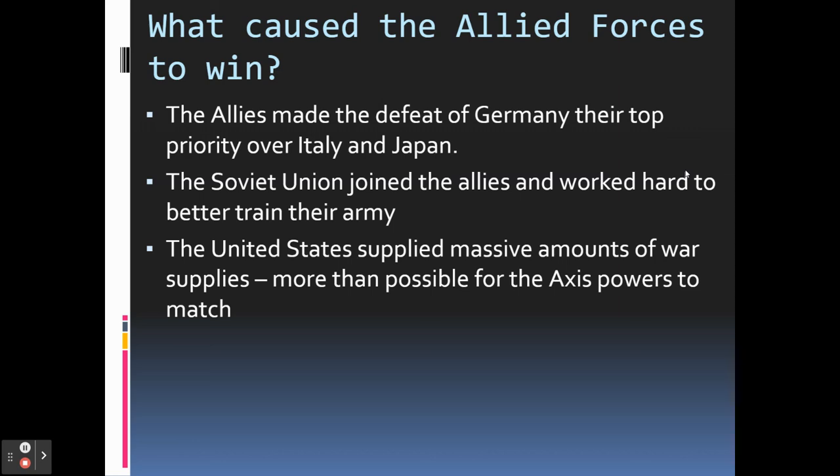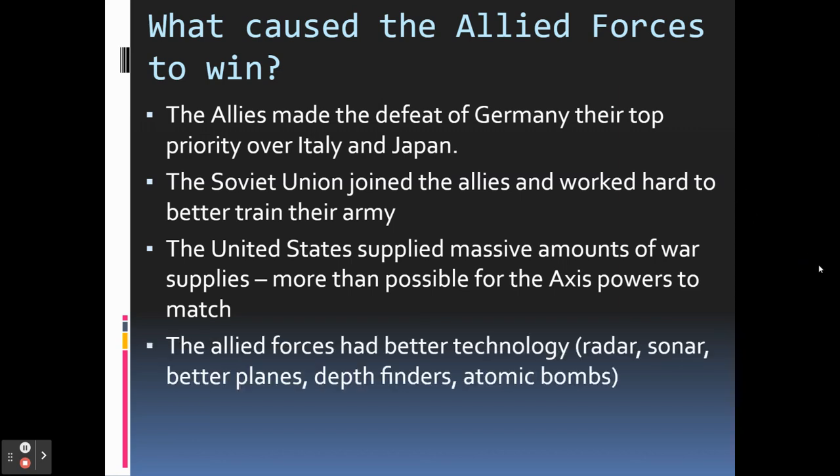The United States supplied massive amounts of war supplies, more than possible for the Axis powers to match. They just simply couldn't keep up with the amount of weapons and supplies that the US was sending over. So all those women back in the factories made a huge difference in this war. Had they not been building planes and ships and tanks and jeeps and all those things that were necessary, it would have been much more difficult to win the war.